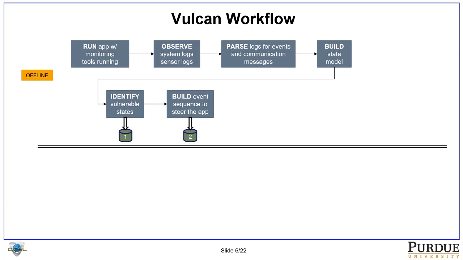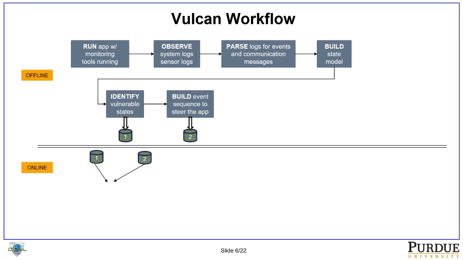In the process, Vulcan collects logs that will be parsed later to build the state model. We adopt the Robo UI testing tool and run it until a time threshold. Then we terminate the training process and parse the collected logs to build the state model that represents the application.